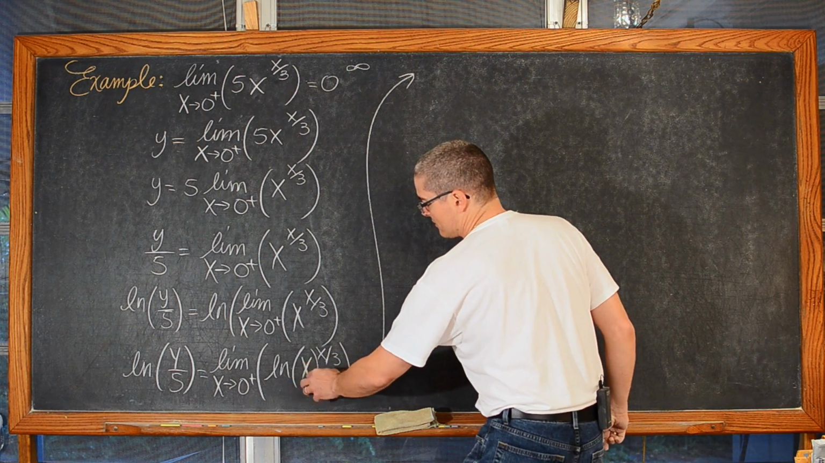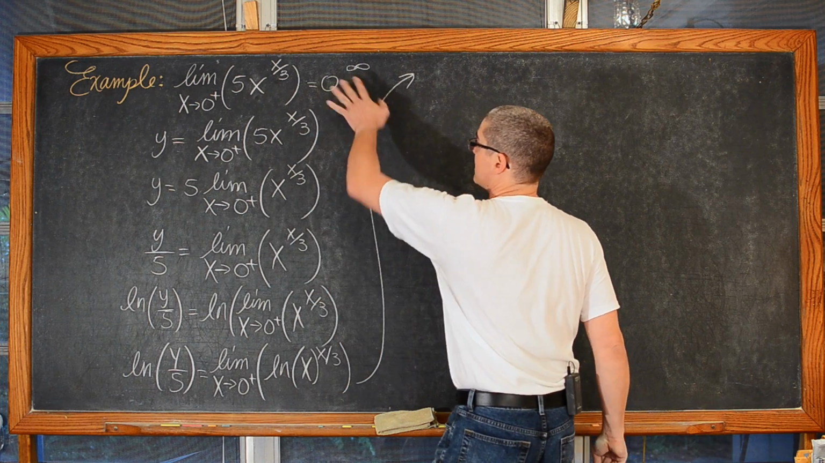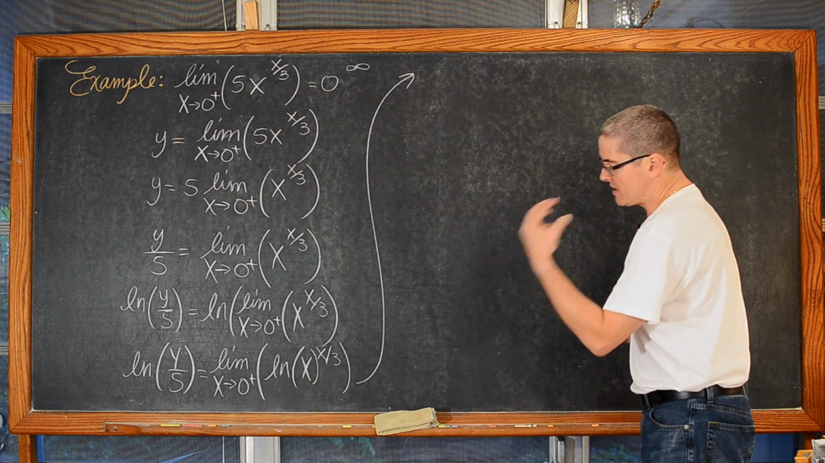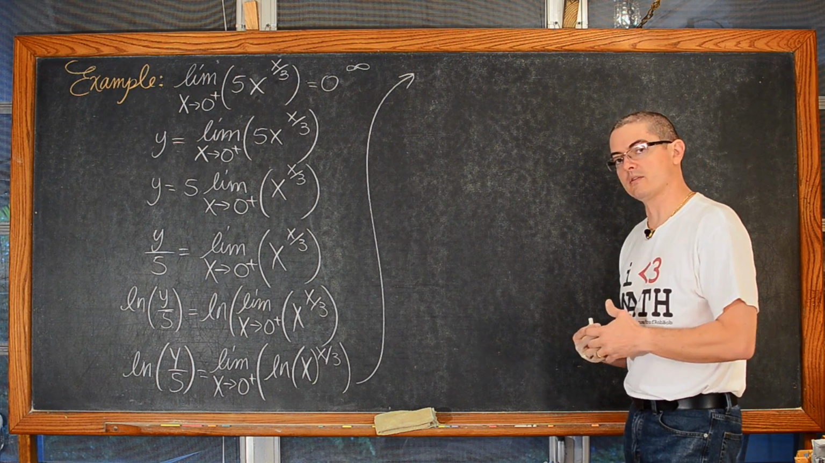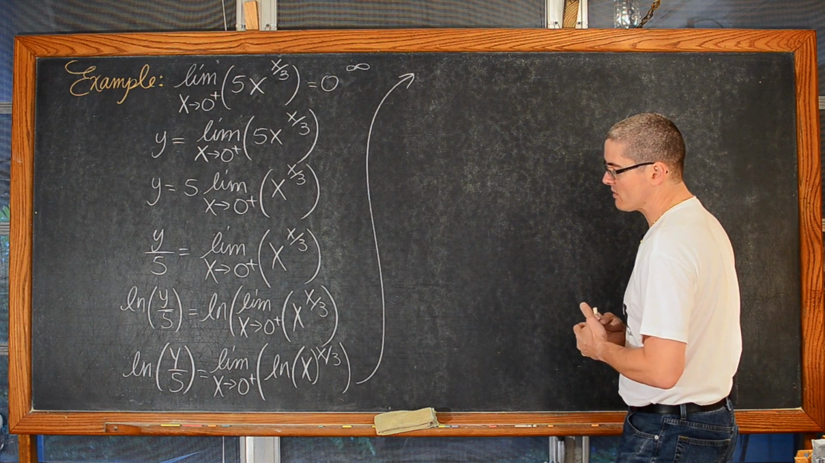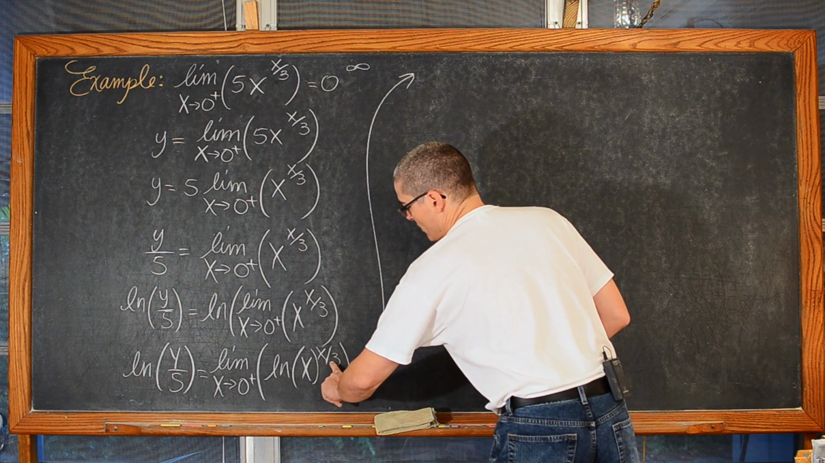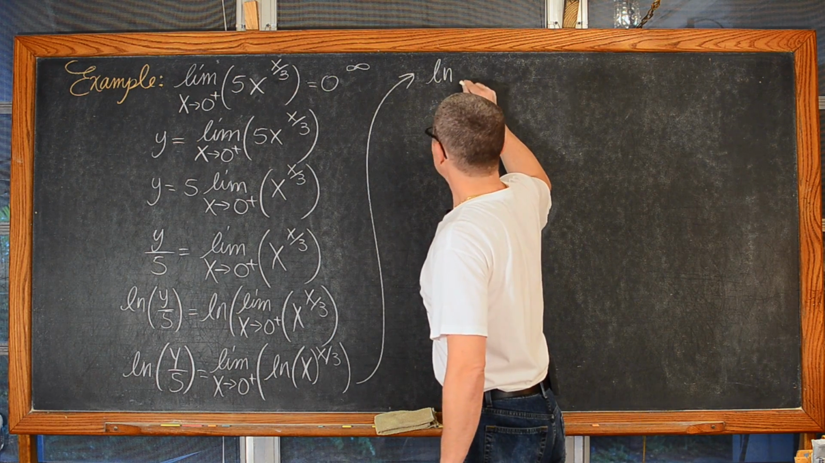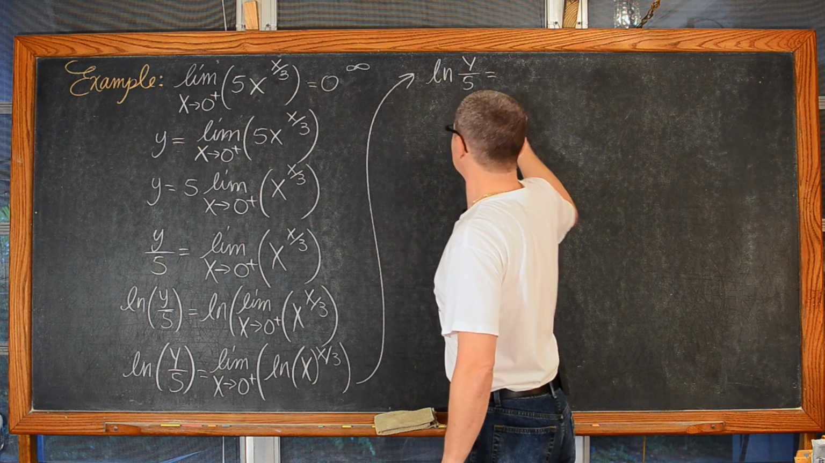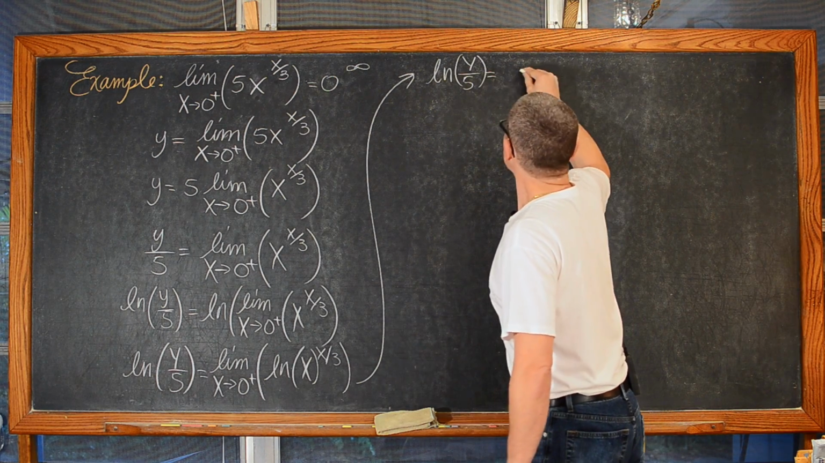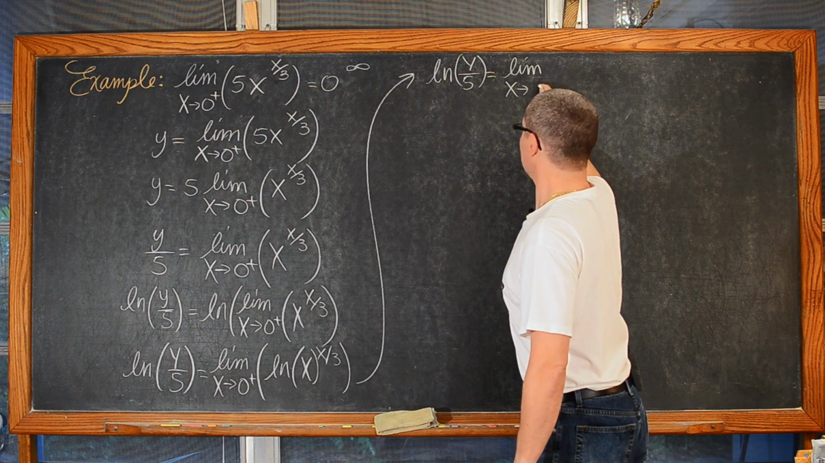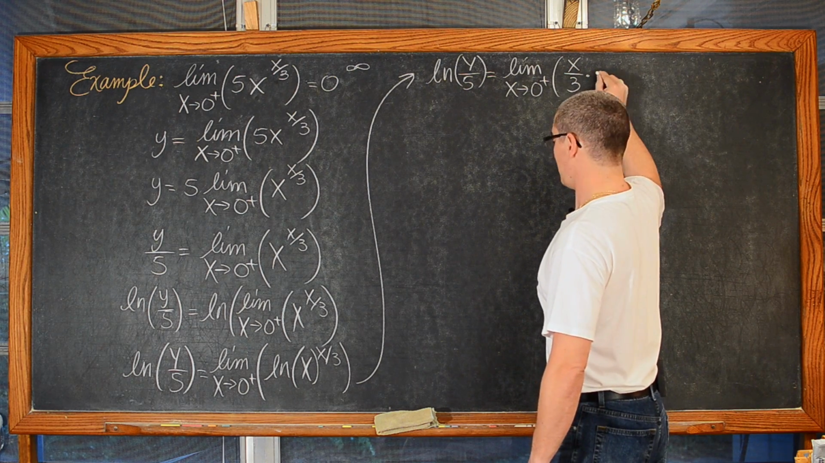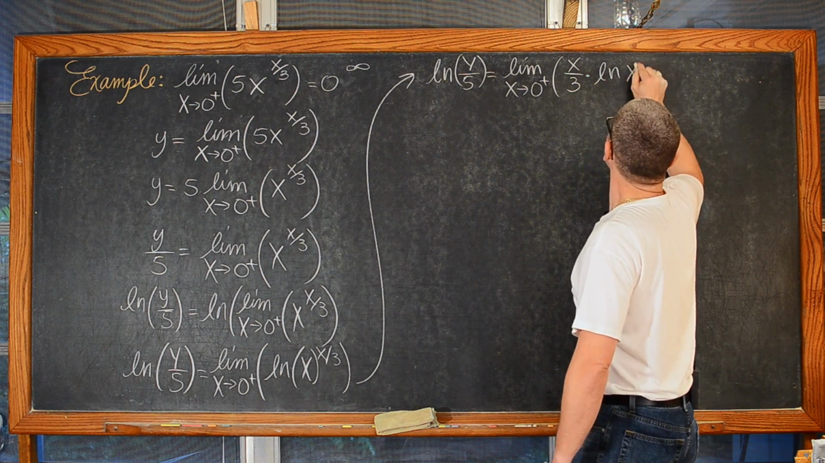Now we're going to take this out of this exponential form. I don't know if it's going to be 0 over 0 or infinity over infinity, but we want to get it into a form where we can apply L'Hopital's rule, that 0 over 0 type idea. We're going to take the x over 3 power and move it out front, and get the natural log of y over 5 is equal to the limit as x approaches 0 from the right of x over 3 times the natural log of x.